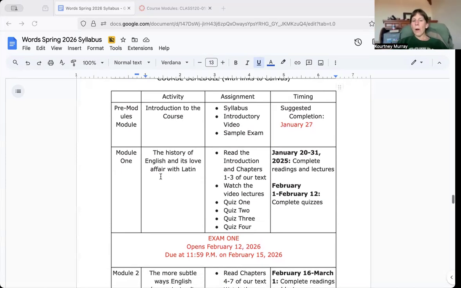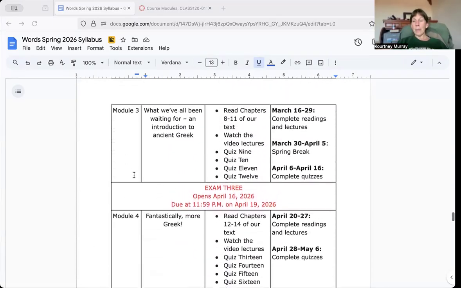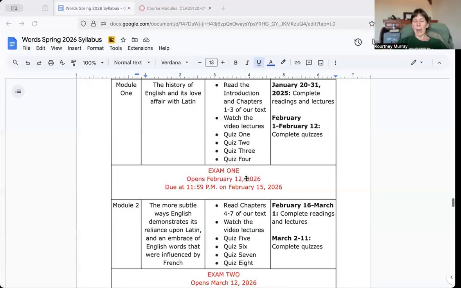But for the most part, we're going to use these 4 modules. And each module takes about 4 weeks. So module 1 goes from January 20th to February 12th. So the first 4 weeks of classes. Module 2, February 16th to March 11th. So second 4 weeks of classes.